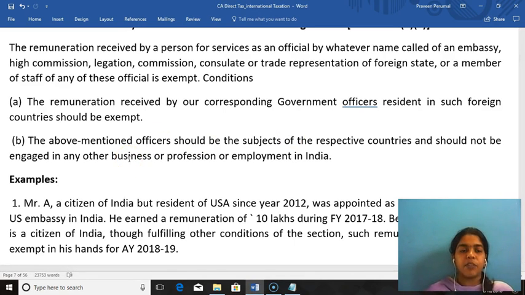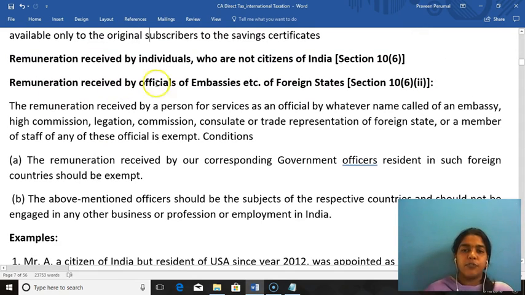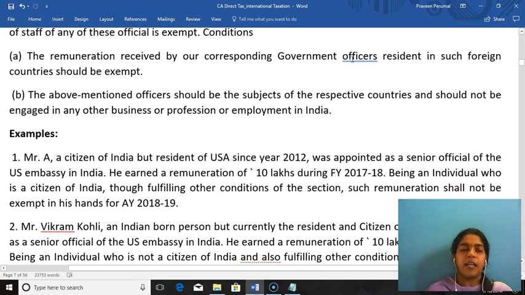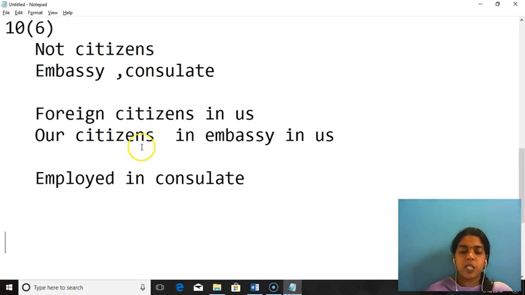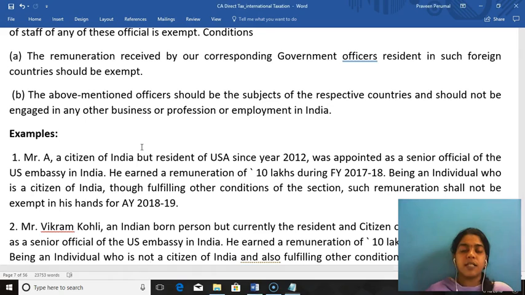So let us take the example. First, Mr. A is a citizen of India. So let us come back to the first broad category: it is who are not citizens of India. Notice the words who are not citizens of India. But here A is a citizen of India. So the first case is with regard to Mr. A. Mr. A is a citizen of which country? Citizen of India. We saw that this provision is applicable for citizens of foreign countries only, not citizens of India. Here he is a citizen of India, but he is a resident of the USA. It is immaterial whether he is a resident of the USA or not, because the word used here is citizen, not resident. He was appointed as a senior official of the US Embassy in India.